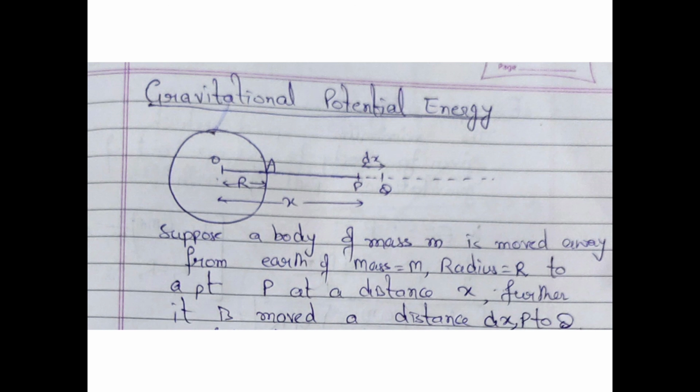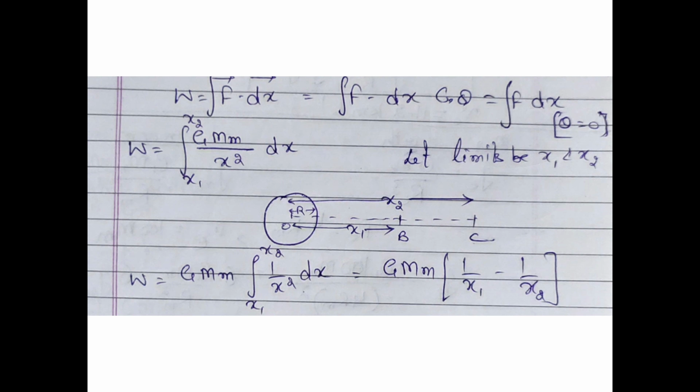Gravitational potential energy. Consider a body is taken from point P to Q for a distance dx. Then find out the work done. F dot dx, F dx cos theta, theta is 0, so cos 0 is 1, so it is F dx. Use the formula F is equal to GMm by x square, Newton's law of gravitation. Solve it, and x1, x2 are the limits.